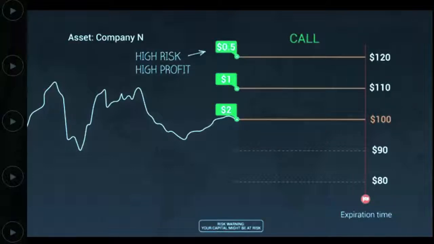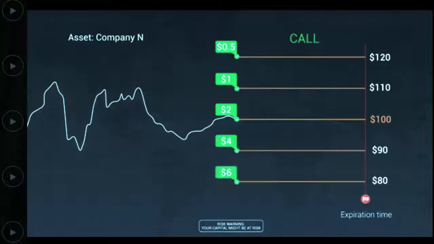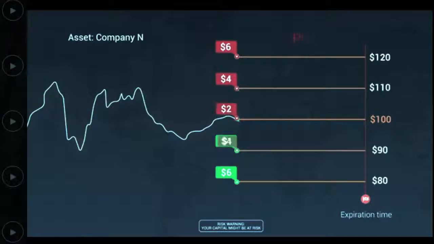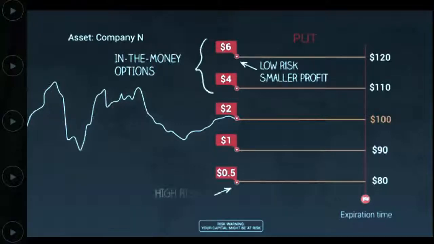Now consider a call option in which the strike price is below the current share price. Options with strikes like these are called in-the-money options, since you are already making a profit. But the cost of such options is much higher, and the profit percentage is lower. For a put option, everything works exactly the opposite. The higher the strike price is compared to the current share price, the more expensive the option. The lower the strike price, the cheaper the option.